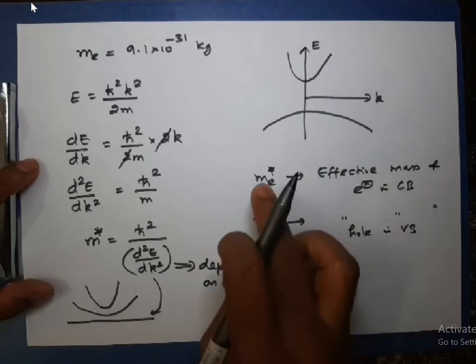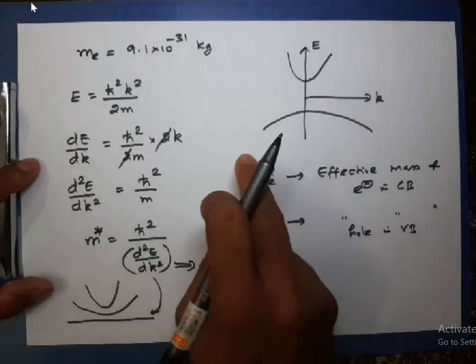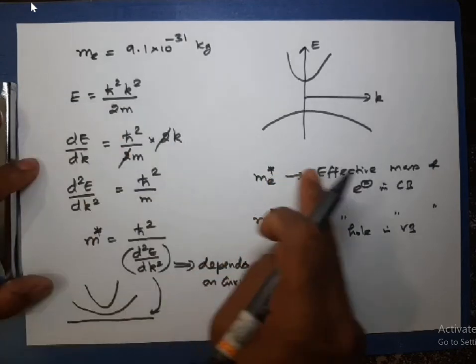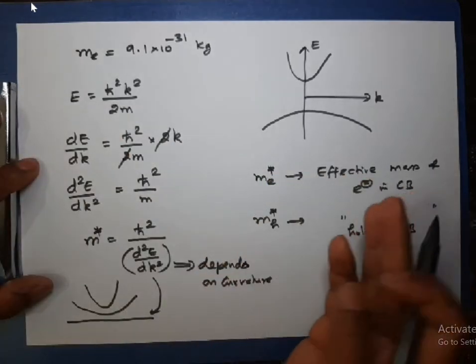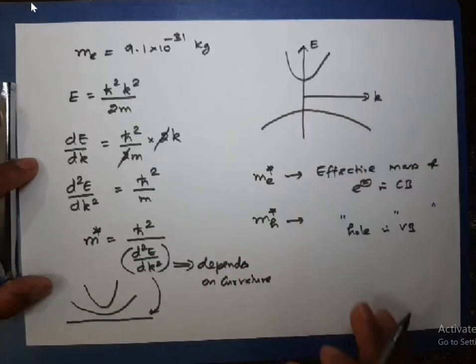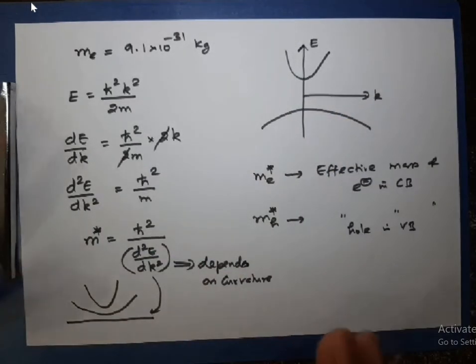Therefore, the effective mass of an electron in the conduction band in one material and the effective mass of an electron in the conduction band in the other material need not be the same. They vary because the curvature changes. Okay, so keep this in mind.